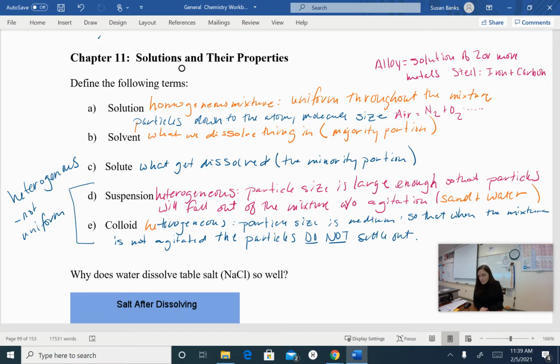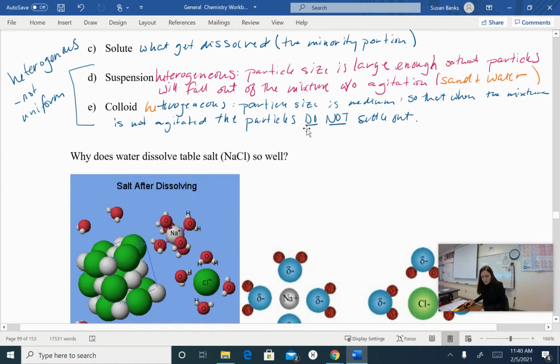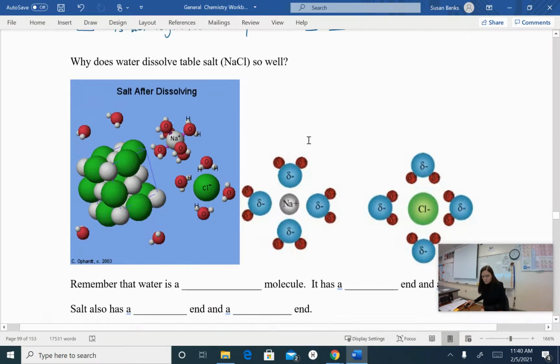Okay? So mixtures and solutions don't have to just be liquids. They can be a mixture of liquids and solids like salt and water. They can be a mixture of gases. They can be a mixture of solids and solids like alloys. We can have all kinds of different mixtures. Okay? All right, let's go into why water dissolves table salt so well.